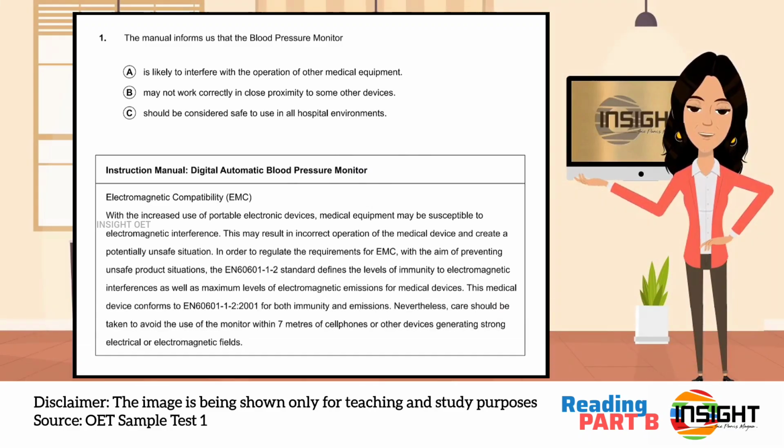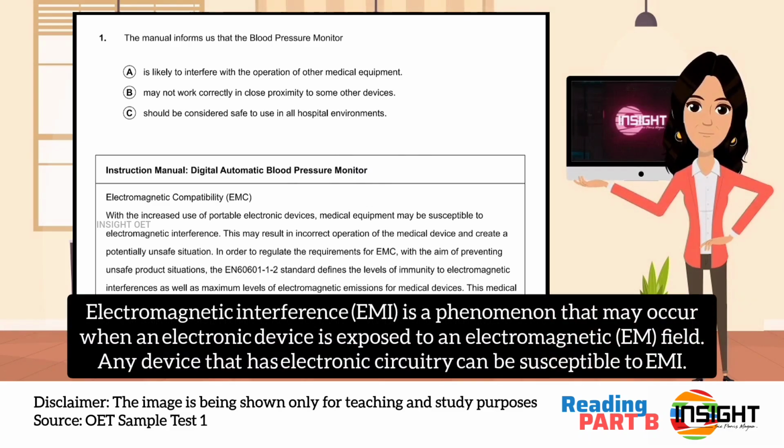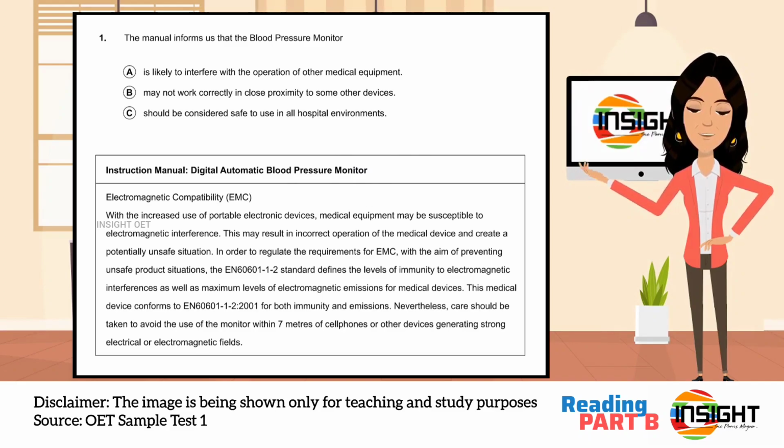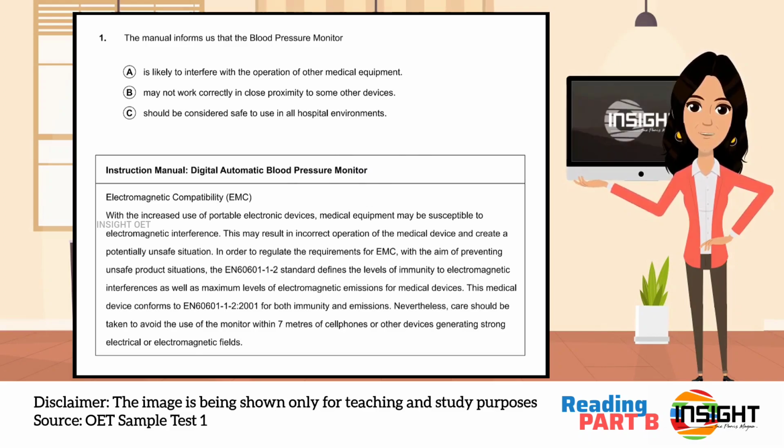The sentences go like this. With the increased use of portable electronic devices, medical equipment may be susceptible to electromagnetic interference. That means electronic devices used in clinical settings may be vulnerable to electromagnetic interference, as lots of portable electronic devices are very popular today.